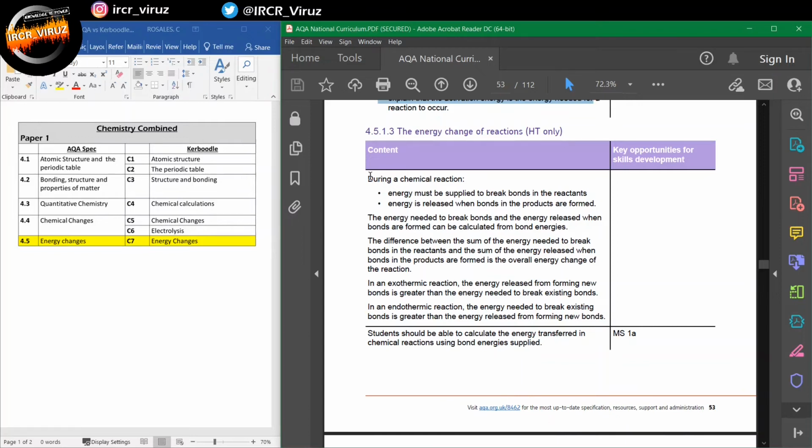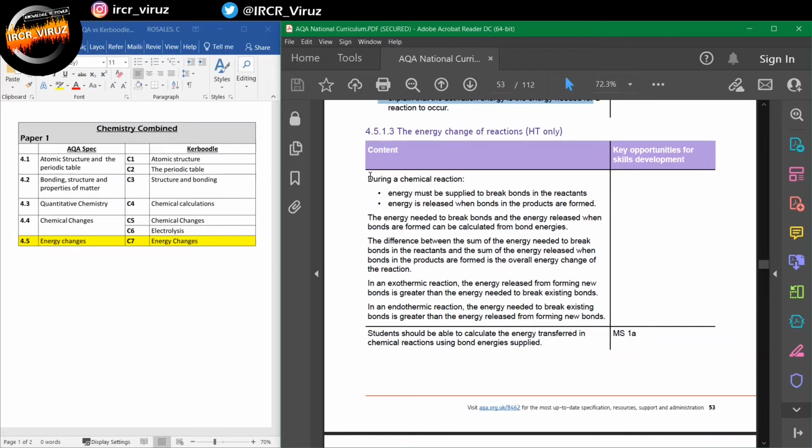So what would happen there is that you need energy to break the bonds in the reactants. That's what your activation energy is for. And when the new bonds are created, energy is released. That will mean that breaking bonds needs energy, making bonds releases energy. That's the main idea that you want to have in there.